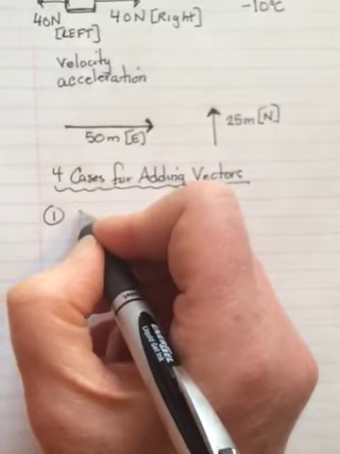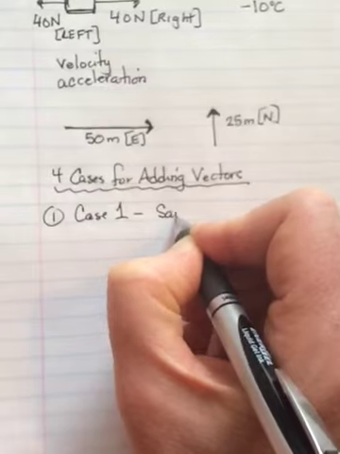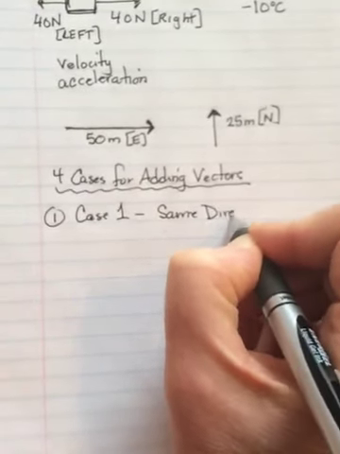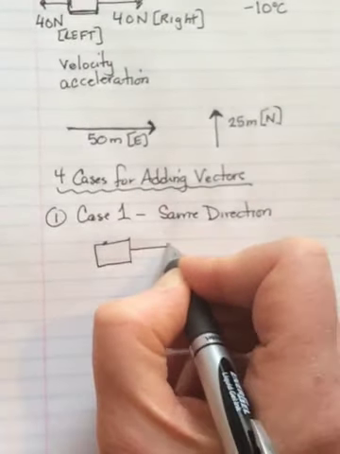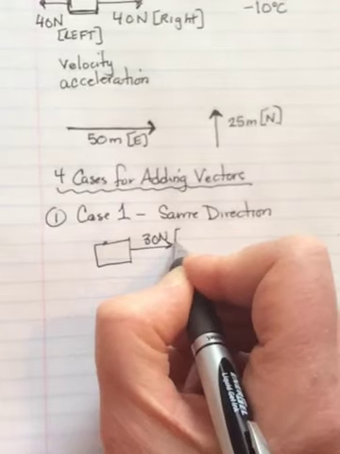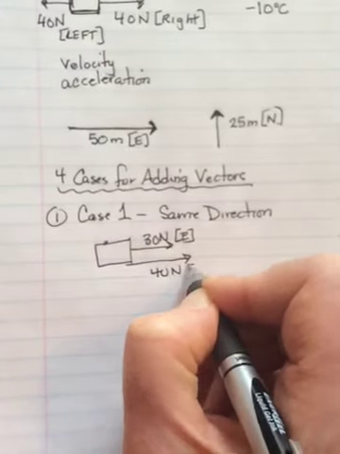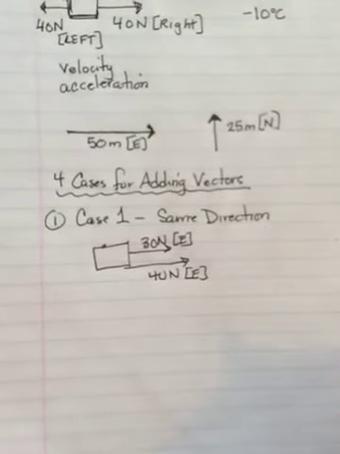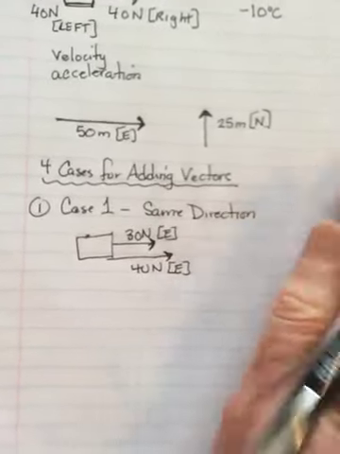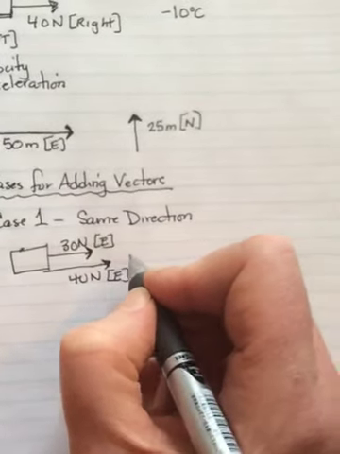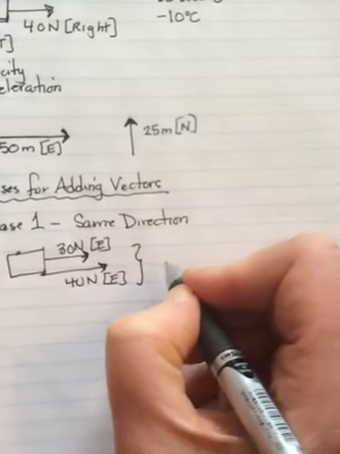Case number one is really easy. Case one is when the vectors are going in the same direction. Maybe I'll use force. So let's say we have a 30 Newton force going east, and we have a 40 Newton force going east. What will be the total force acting on this box? Well, hopefully you can figure it out because it's pretty much borderline common sense. If they're going in the same direction, the rule is add them and keep the direction.